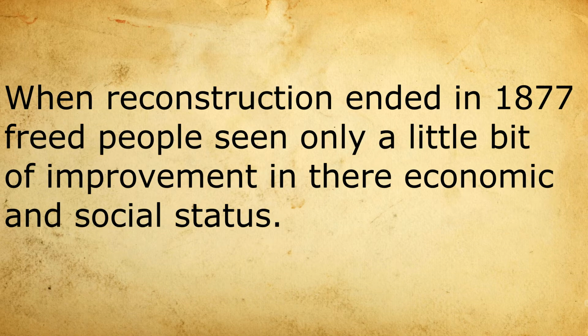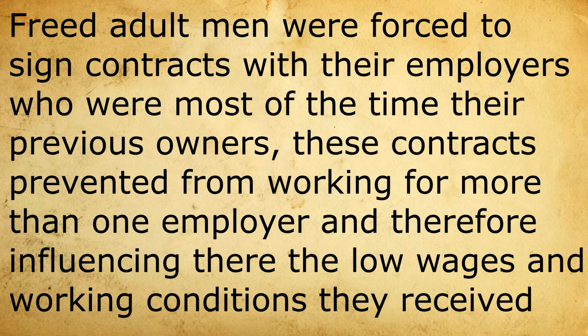When Reconstruction ended in 1877, freed people had only seen a little bit of improvement in their economic and social statuses. Freed adult men were forced to sign contracts with their employers, who were most of the time their previous owners. These contracts prevented African Americans from working for more than one employer, and therefore from positively influencing the low wages and poor working conditions they received.